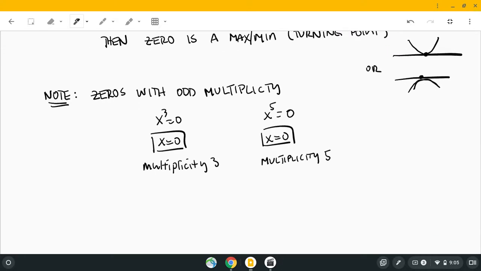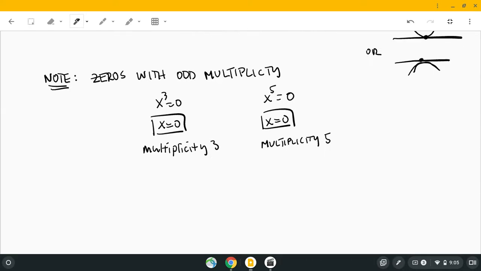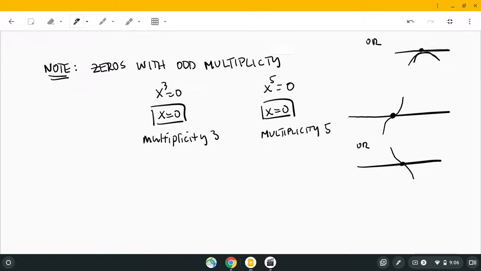When it's odd multiplicity, if this is where your zero is, it's not going to be a turning point, but it has this sort of x cubed behavior. It could have that one or it could go the other direction. But it does have that behavior right very close to that point. All right, so let me give you an example.